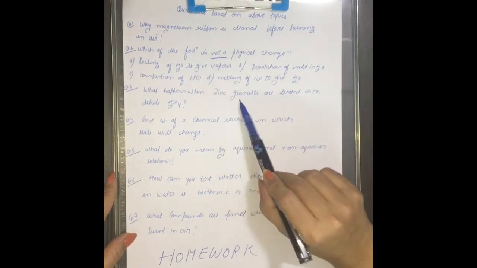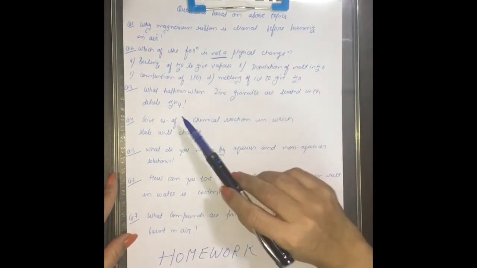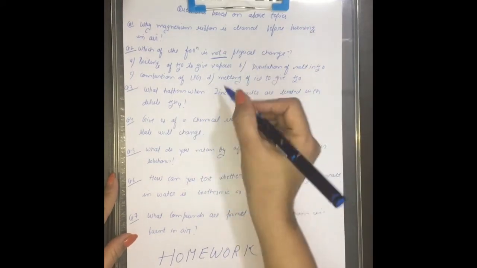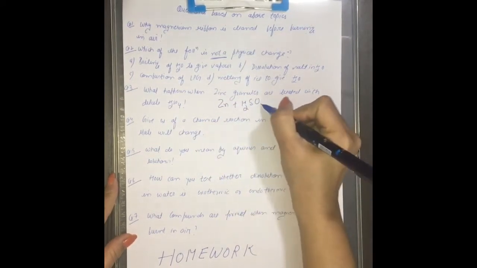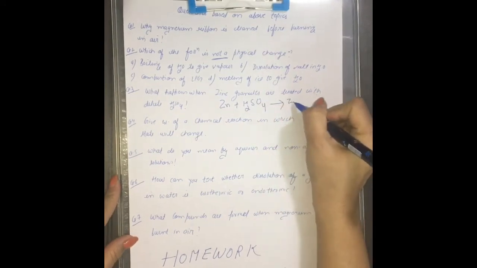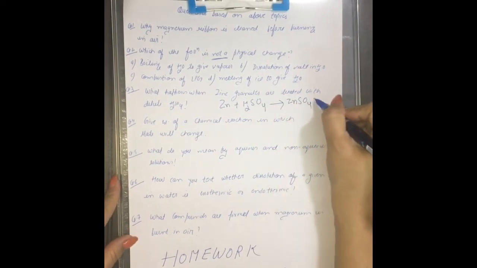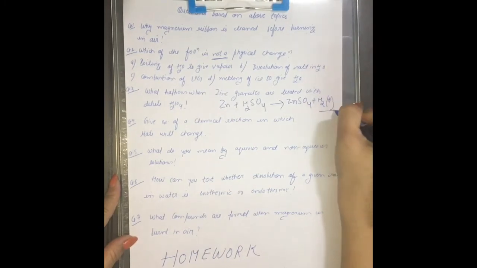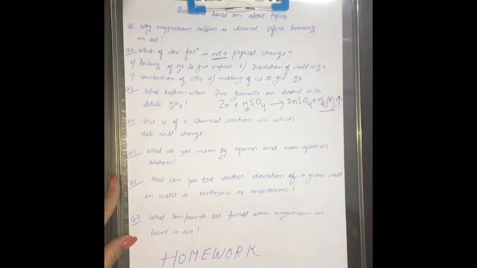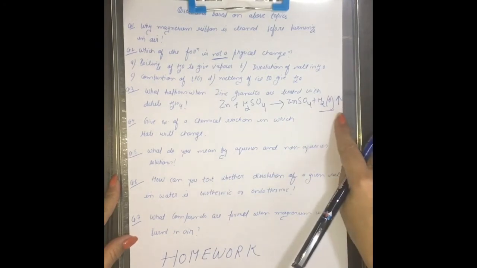What happens when zinc granules are treated with dilute H2SO4? This question we have already solved. Zinc plus sulfuric acid will give ZnSO4 along with the release of H2 gas, and we can put an upward arrow to show the release of a gas.